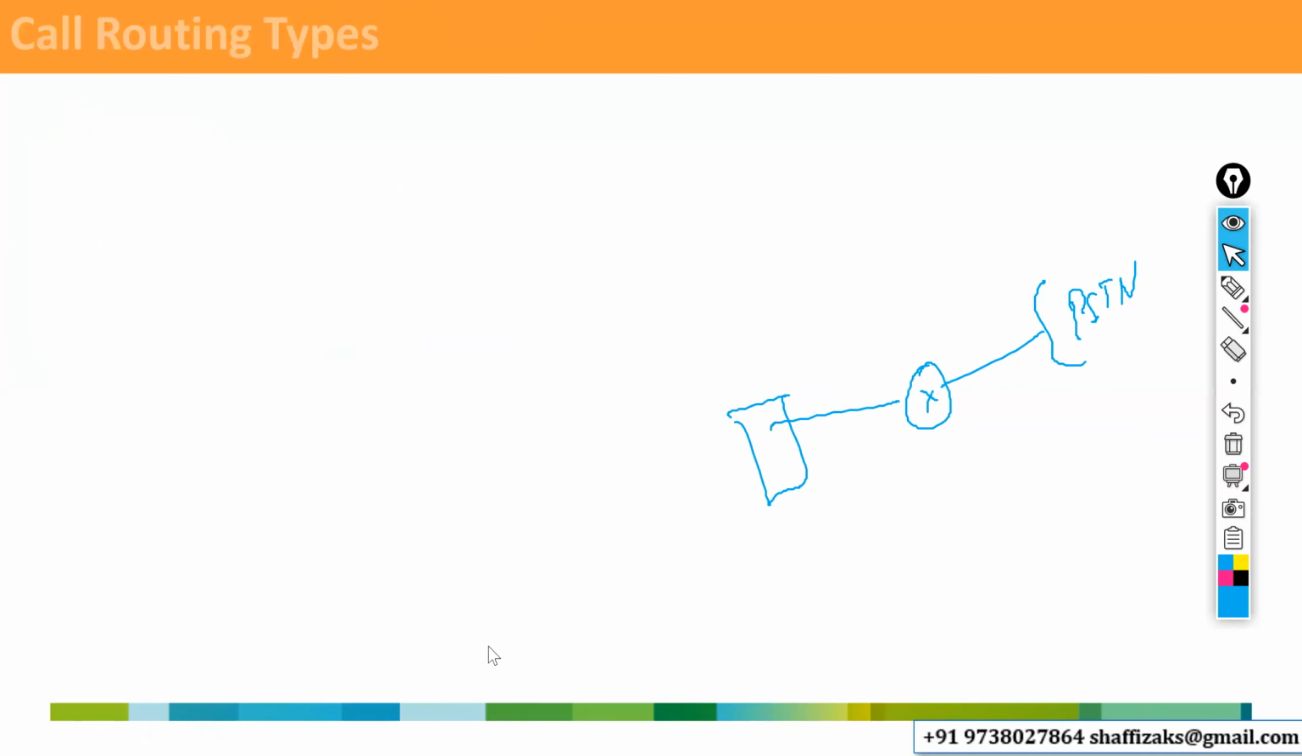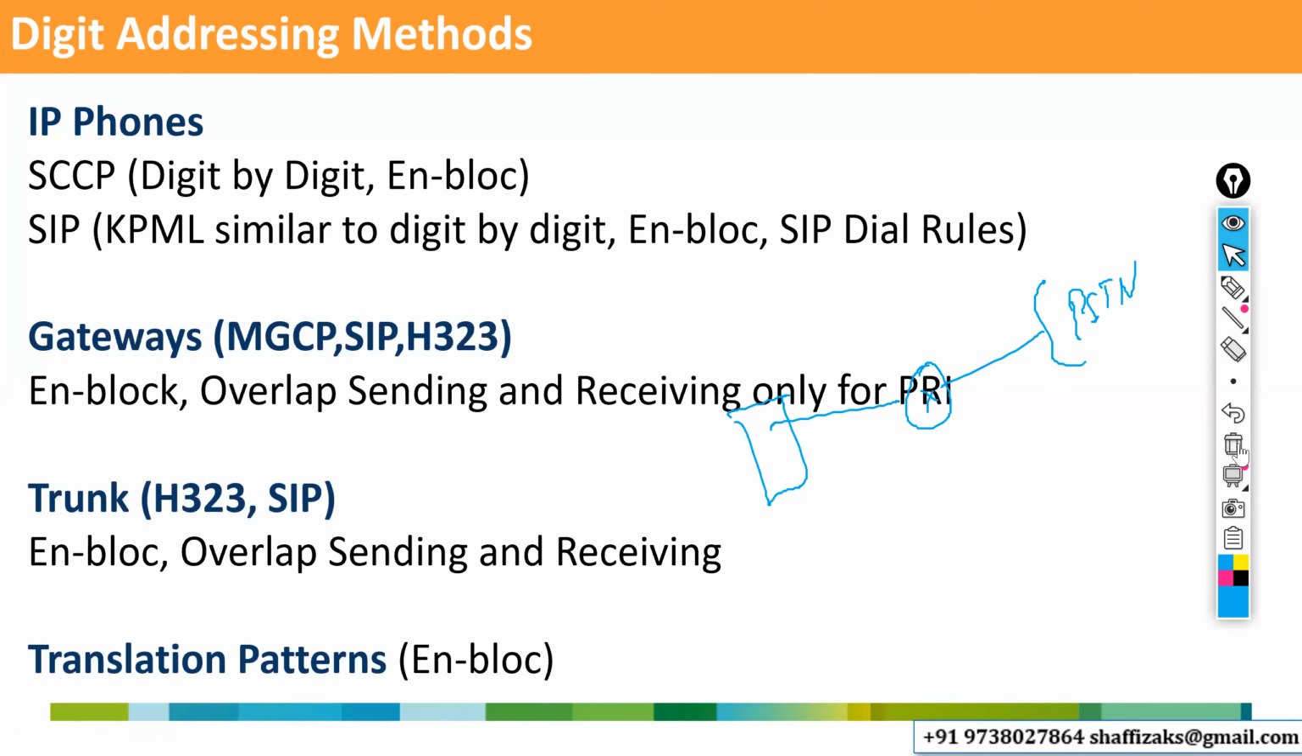Got it? So only the IP phones send digits digit by digit. But from the Call Manager to the gateway, or from the gateway to the Call Manager, or from the gateway going to the provider, it is always sent as an en-bloc. Got it? En-bloc.